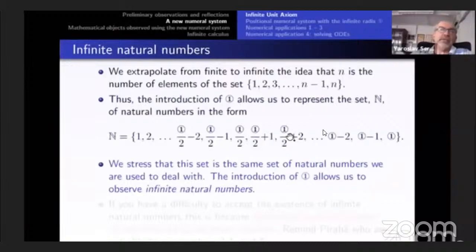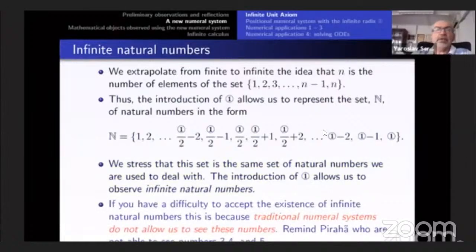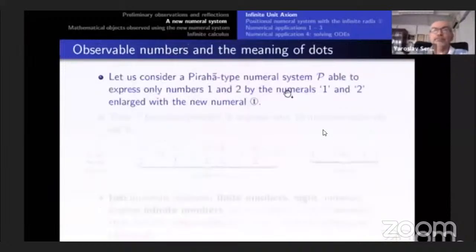And if you have a difficulty to accept the existence, this is because traditional numeral systems did not allow us to see these numbers. Again, Piraha are not able to observe numbers 3, 4, and 5 because of their numeral system. And if we introduce more numerals, then we are able to work with them.